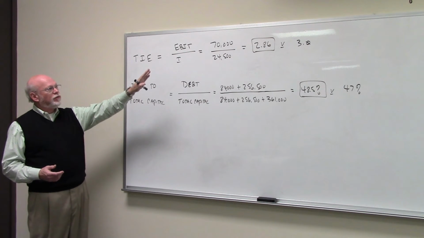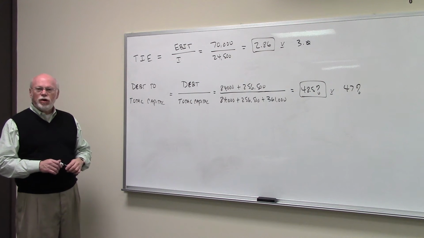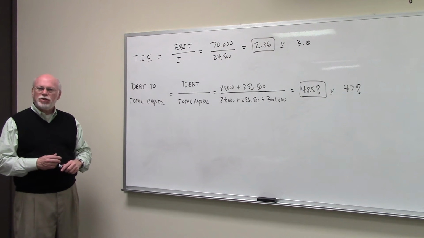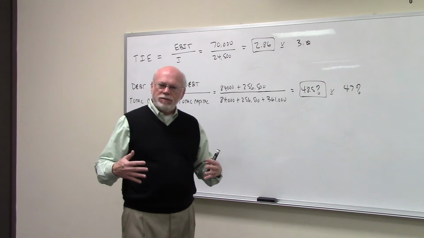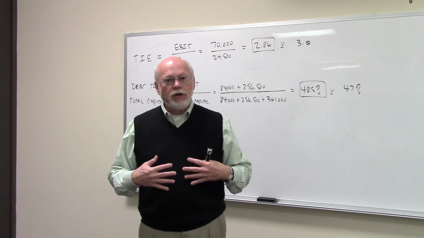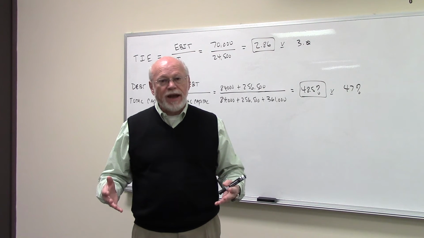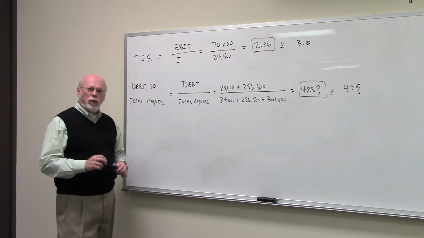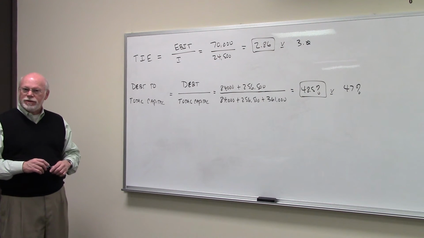EBIT over interest. For Berry Computing, its EBIT is $70,000. The interest that it owes is $24,500. That gives Berry Computing a times interest earned ratio of 2.86. The industry average is 3. I view that as a significant difference. I will conclude here that Berry Computing's ability to meet the interest on its debt is below that of the typical firm in the industry. Berry Computing could only pay the interest on its debt 2.86 times. The typical firm in the industry can pay the interest on its debt 3 times.